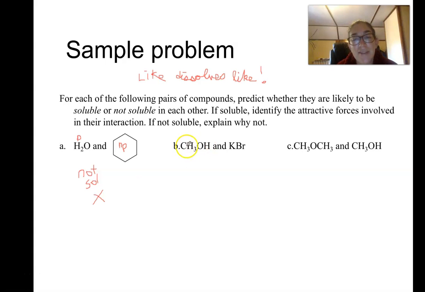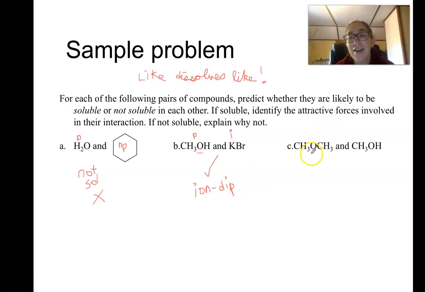The next one, CH3OH, that OH right there tells me that this is polar. That electron hog oxygen tells me this is going to be polar. And KBr, K is a metal and bromine is a nonmetal, so this is actually an ionic compound. All right, can polar and ionic substances mix? They're not alike, but they can mix because of ion-dipole attractions. So that's the exception to like dissolves like, and they can dissolve or be soluble in each other because of ion-dipole forces.